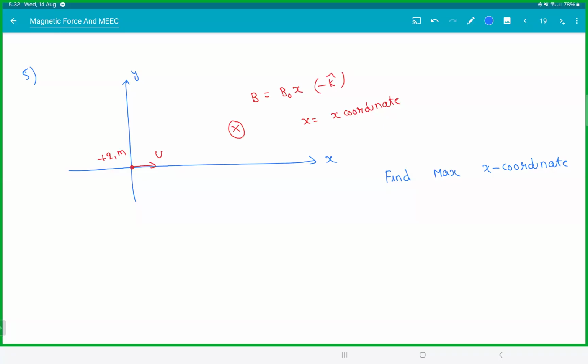Good evening, everyone. Let's switch on again. I hope everyone has tried the homework problem. Some people did get an answer of mv by qB. Let's see what is the answer. Root 2 mu by qB.